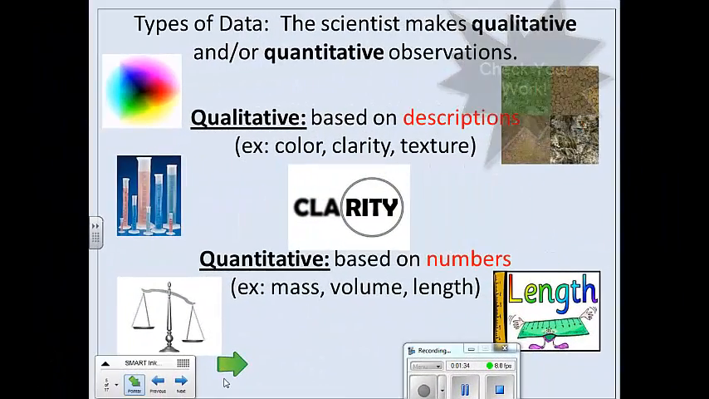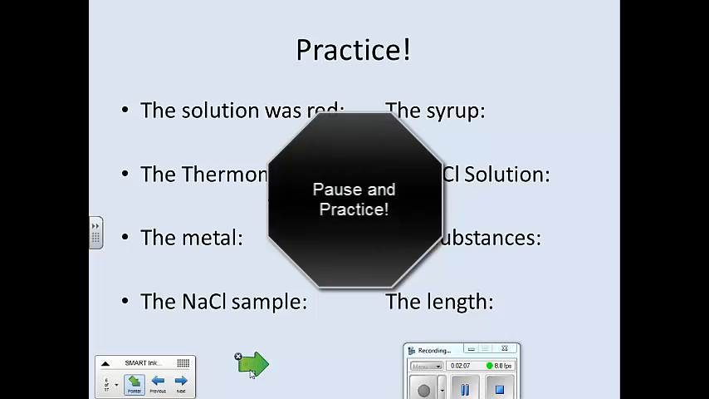Okay, let's move on to different types of data. The first type of data you have is qualitative. And qualitative is based on descriptions, so you have examples like color and clarity and texture. A good way to remember these is that these are non-numerical observations. The ones that have numbers, those are called quantitative measurements. Anything that has a number associated with it, such as mass or volume or length, those are going to be your quantitative observations. So go ahead and pause it again and go through your practice questions and see if you can decide if they are quantitative or qualitative.